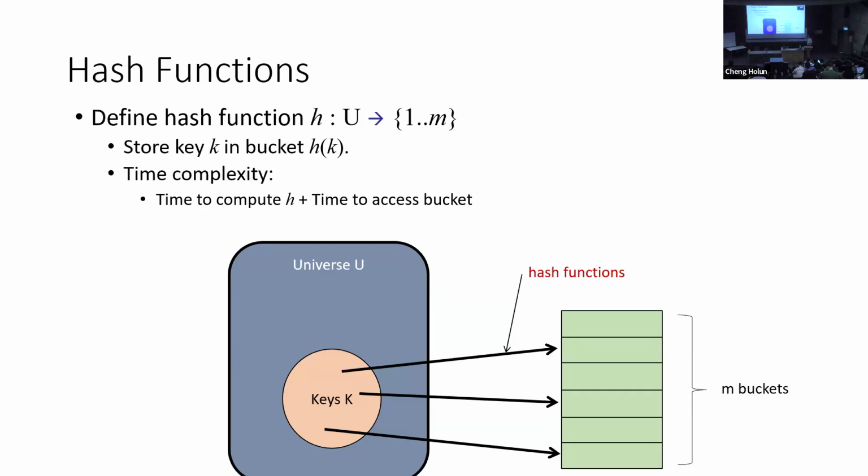The computing time is just the hash value function and accessing the bucket. Assume the function call takes O(1) time, and accessing and putting it in the table is also O(1).